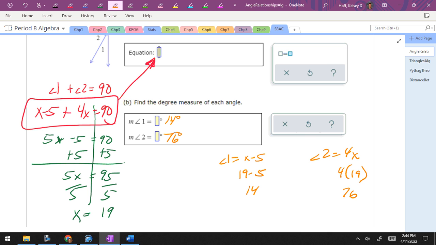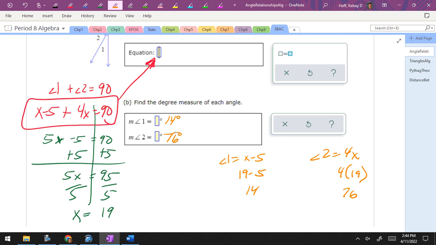Do you think they're always on this problem going to add together to give you 90? What's another one they might set you up for? 180. How would you know it's 180? Like on this one, you know it's 90 because of that box in the corner. Very good. 180 is a straight line.